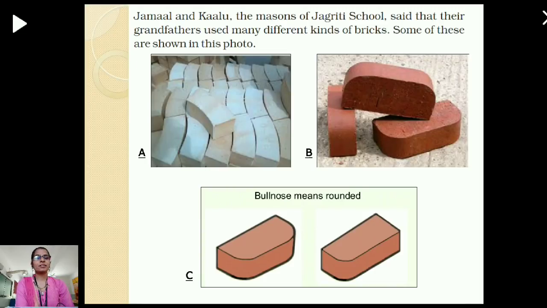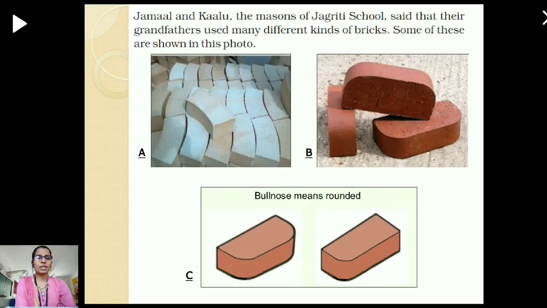Like here, a few pictures I have shown for you. Even the masons, Jamal and Kalu, who were doing the brick patterns work in the Jagruti school, said that their grandfathers used many different kinds of bricks. Actually, not only their grandfathers, but today also we use many different types of bricks. Types of bricks means different shapes and sizes. Some of these are shown in the photographs here.